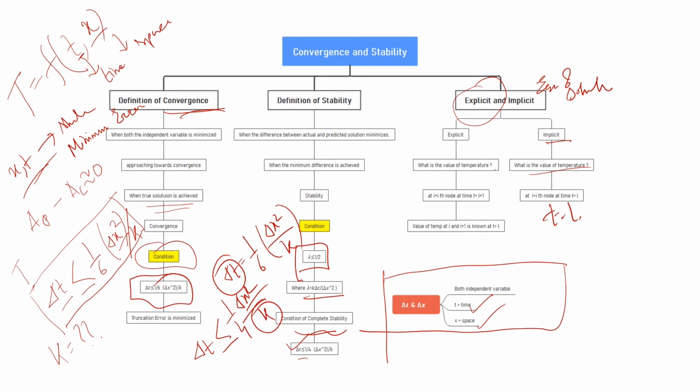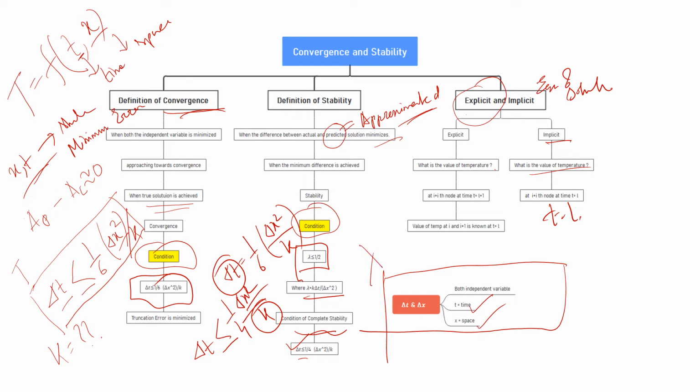And what is stability? Stability is the difference between the actual and predicted. This predicted is the same as approximation. It is more accurate to use the term approximation, because here we are approximating the solution. So when it is minimized, the solution becomes stable, and there is also a condition to be met.